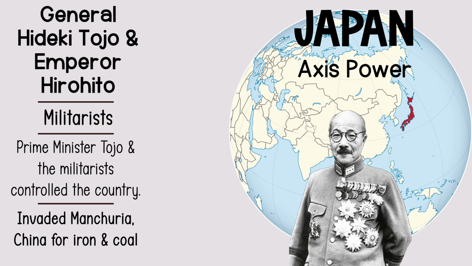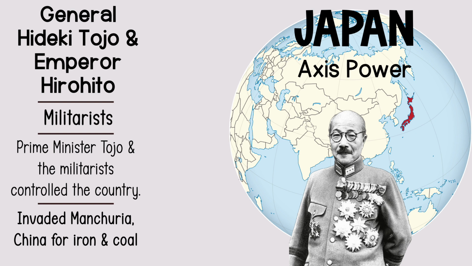The last dictator that we are going to learn about is Hideki Tojo, a general in the Imperial Japanese Army, who rose to power as Japan's prime minister in October 1941. As a key figure in Japanese militarism, Tojo played a significant role in leading Japan into World War II.